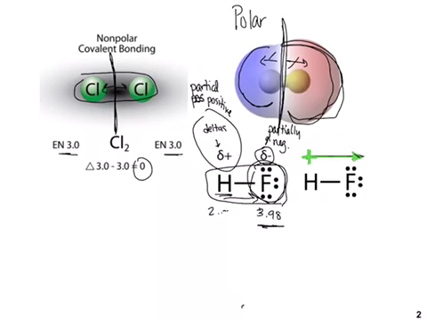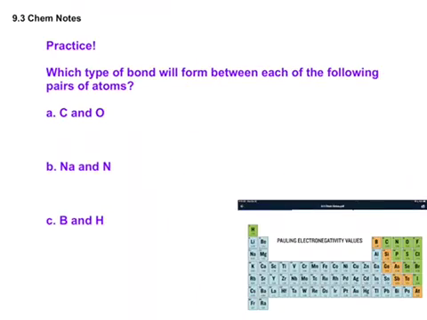So that's kind of a look at the asymmetry and the symmetricalness of nonpolar and polar covalent bonds. So to practice, we have a couple examples. Which type of bond will form between each of the following atoms? And in order to do this, you do need this electronegativity chart.